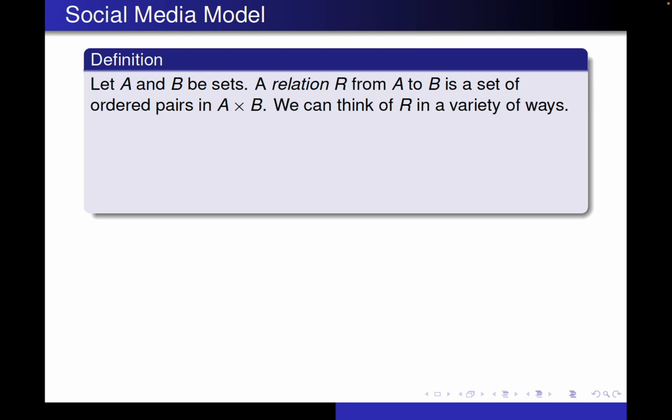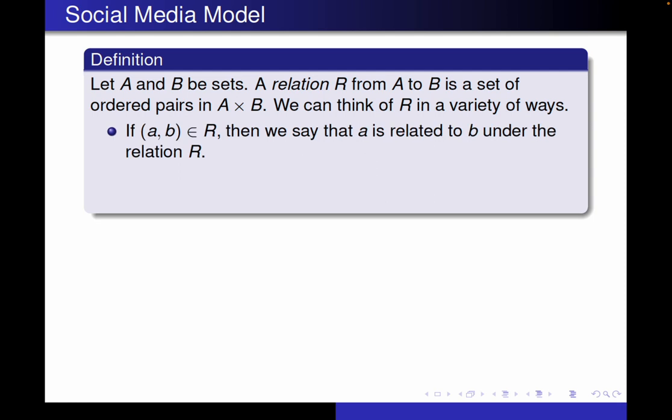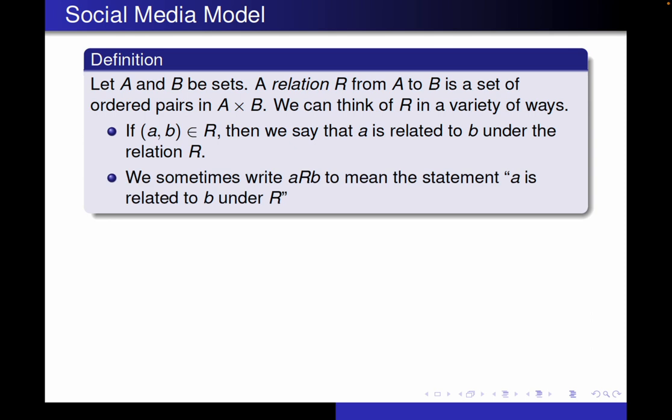We can think of this relation in a variety of ways, and this is just for communication. If we literally have an ordered pair (a, b) in the relation, we say that a is related to b under the relation R. We also sometimes write a R b to mean the statement a is related to b under R. So an ordered pair in R is just saying that two things are related, and if I say a R b, that is a statement that means the two things are related. Just two ways of saying the same thing. That's equivalent to saying that the ordered pair (a, b) is in R.